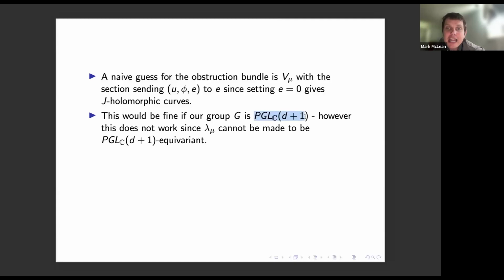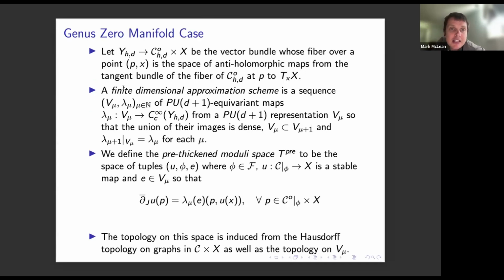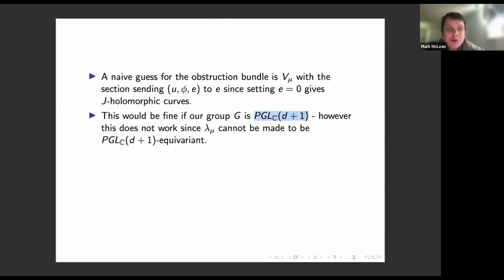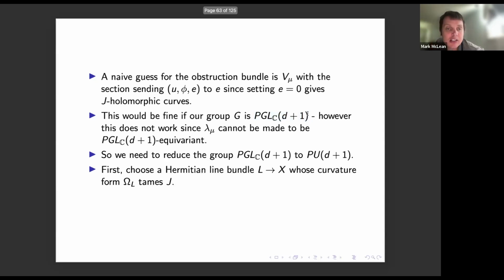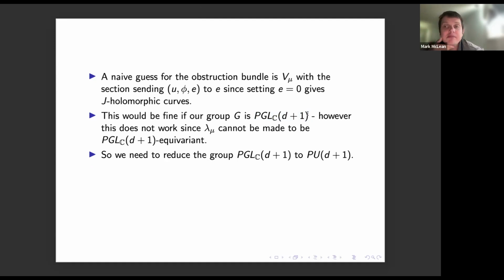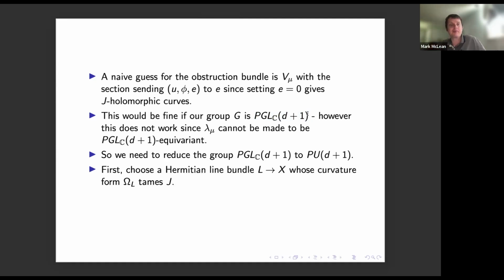It would probably be fine if our group G was PGL or something, but there's no way this will work, because this finite dimensional approximation scheme only lets you make PU equivariant maps. The group has to be compact. You can't make it non-compact. So if it was PGL instead of PU, you could probably make this work, but it doesn't quite work. So we need to do something else. We need to reduce the group from PGL to PU, and so we need some more structure basically. I'll explain what we need to do. Okay.